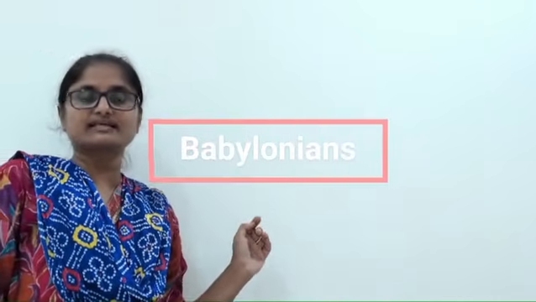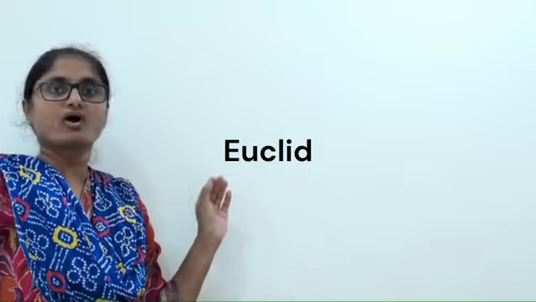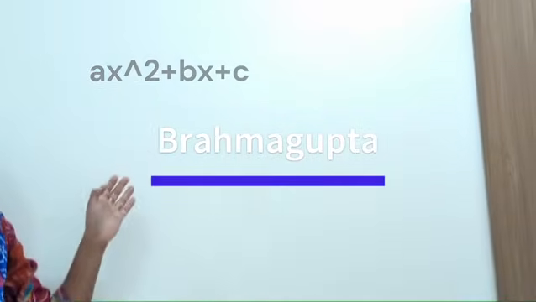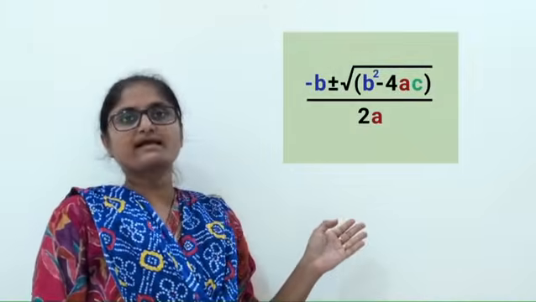The Babylonians were the first ones to get solutions for these quadratic equations. And the Greek mathematician Euclid took a geometrical approach to find lengths and breadths using these quadratic equations. Brahmagupta is the one who found the general form of the quadratic equation ax square plus bx plus c is equal to 0. And Sridharacharya is the one who found the quadratic formula to find the quadratic roots. He discovered the formula x is equal to minus b plus or minus square root of b square minus 4ac by 2a.